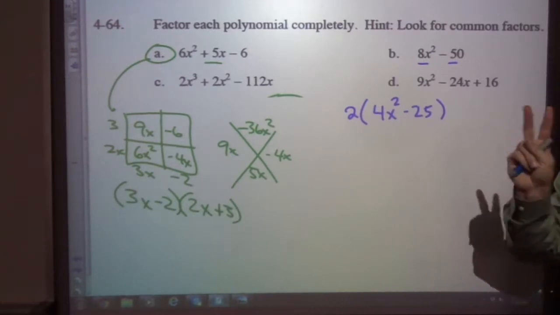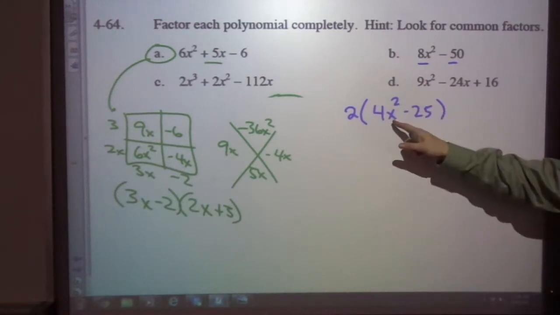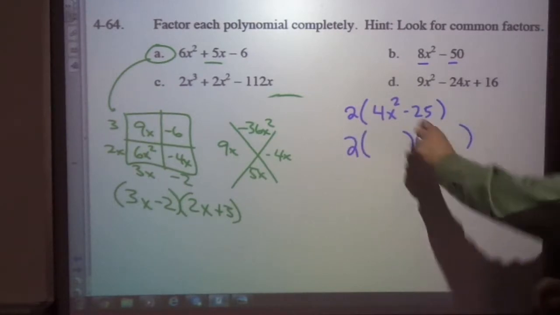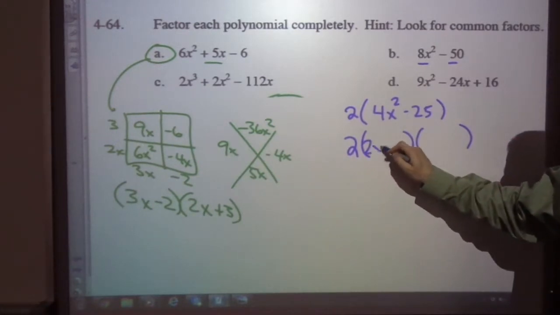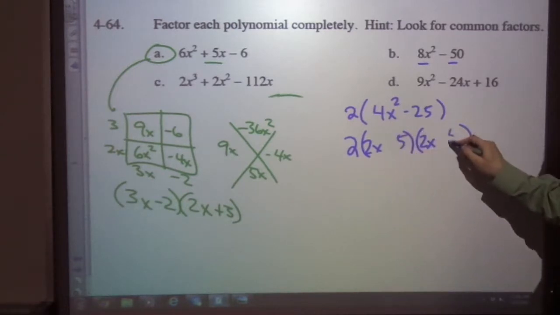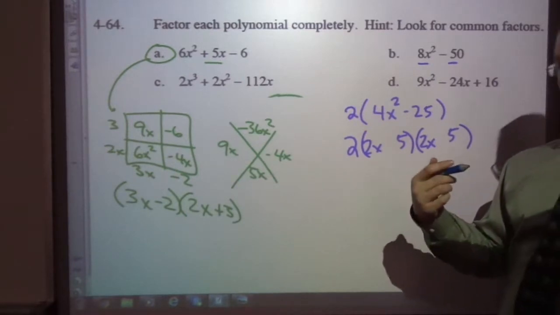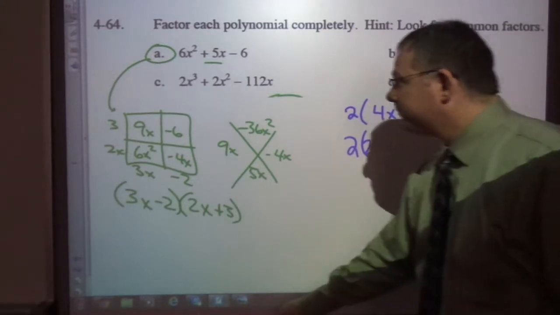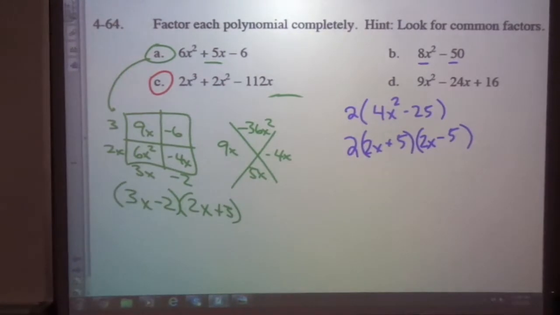There's only 2 terms. What about a difference of 2 perfect squares? Yeah. Perfect square minus perfect square? Yes. The 2 stays along the outside. Square root of 4x squared is, everybody? 2x. Square root of 25 is? 5. What are the signs like in a difference of squares? Right, the signs are different. One's positive, one's negative. Great. That's B.